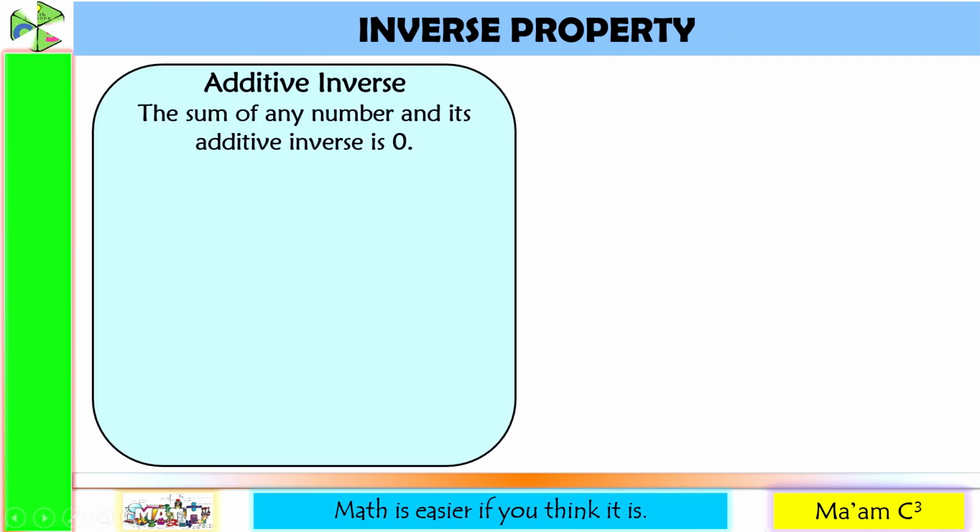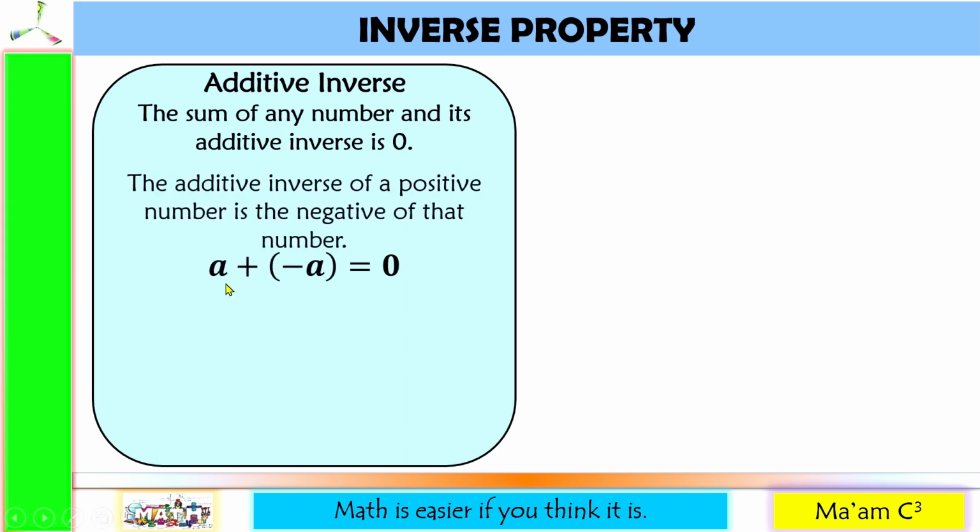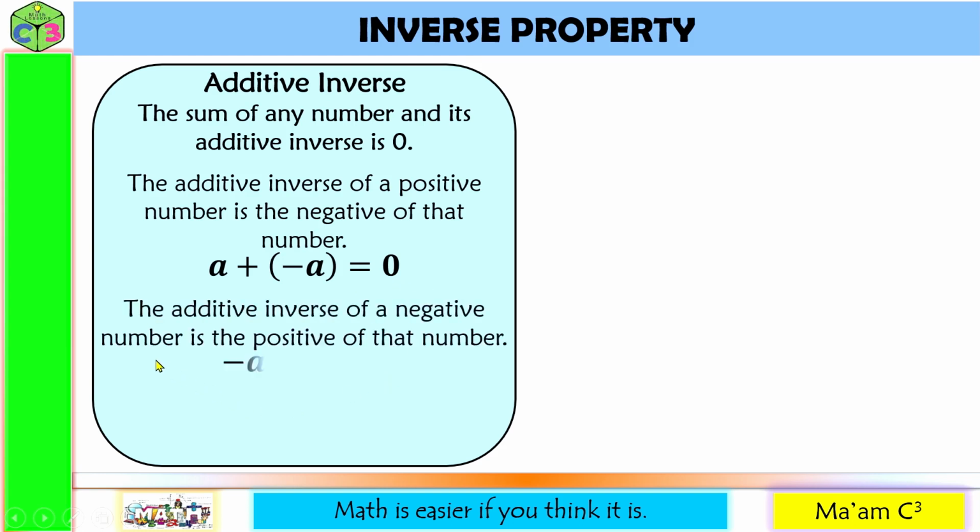The next property, inverse property. For additive inverse, the sum of any number and its additive inverse is equal to 0. The additive inverse of a positive number is the negative number. When added, it will be equal to 0. The additive inverse of a negative number is the positive of that number. When added, will also give you 0.